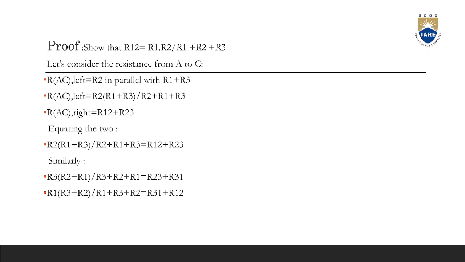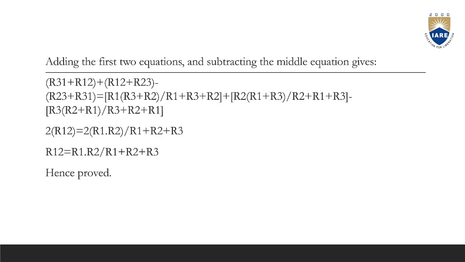Equating the two, R2 into R1 plus R3 by R2 plus R1 plus R3 equals R12 plus R23. Similarly, R2 into R2 plus R1 by R3 plus R2 plus R1 equals R23 plus R31, and R1 into R3 plus R2 by R1 plus R3 plus R2 equals R31 plus R12.